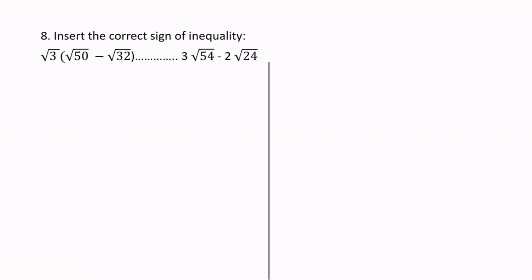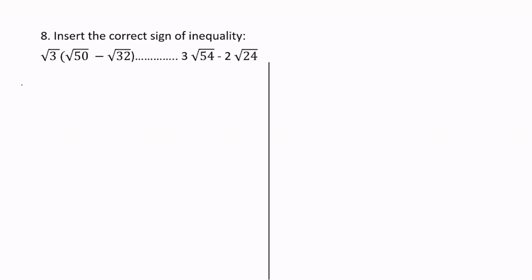Now moving on, next question. Insert the correct sign of inequality. Root 3 into root 50 minus root 32. Here we have to see what inequality will come. Here we have 3 into root of 54 minus 2 root 24. So when we have numbers with radical sign, it is better to square them and then we can compare the left hand side and the right hand side.